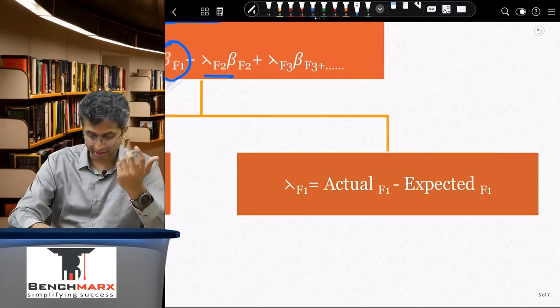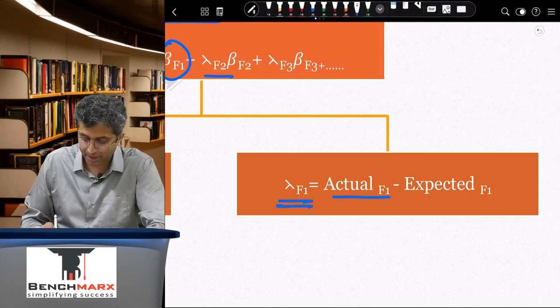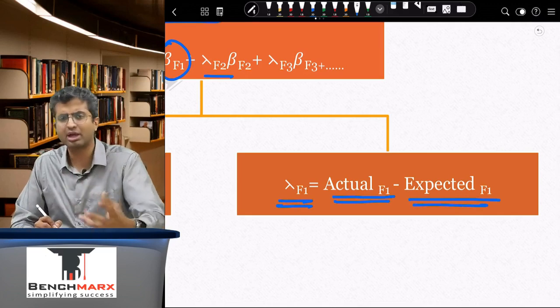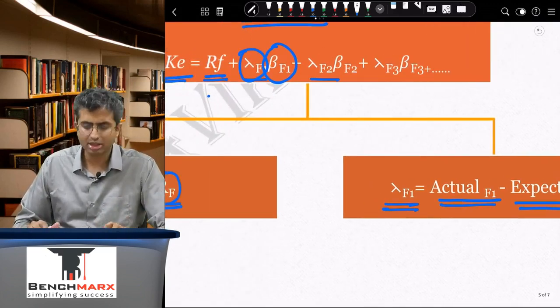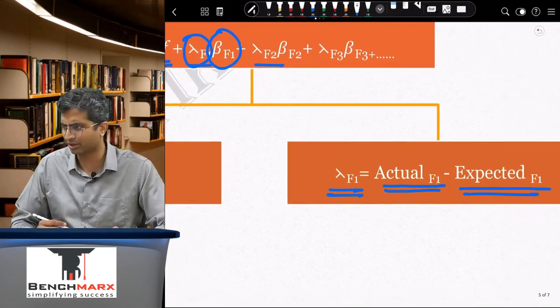Stephen Ross says that ideally the premium that should be considered should be based on the surprise element, that is how much was the actual and how much was expected. The difference between the two should actually move the prices, and hence an alternative way to calculate lambda would be to compare the actual and the expected.